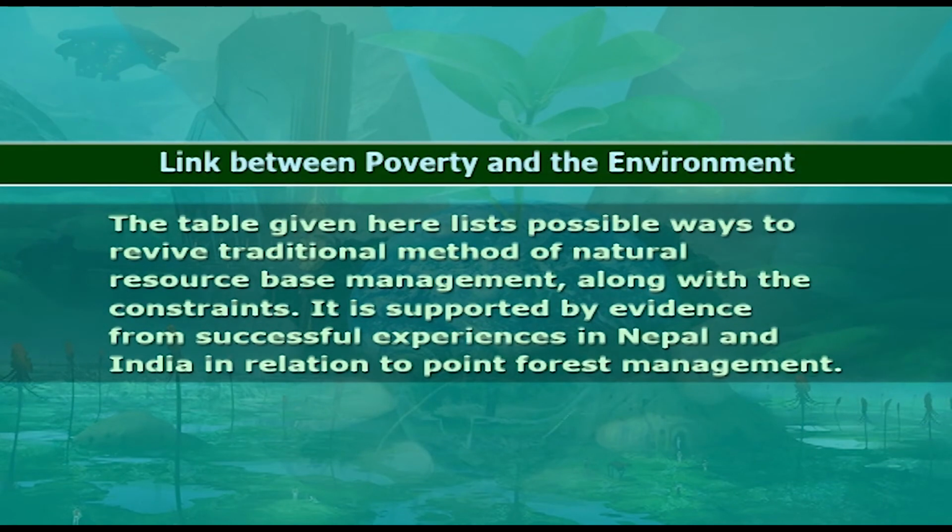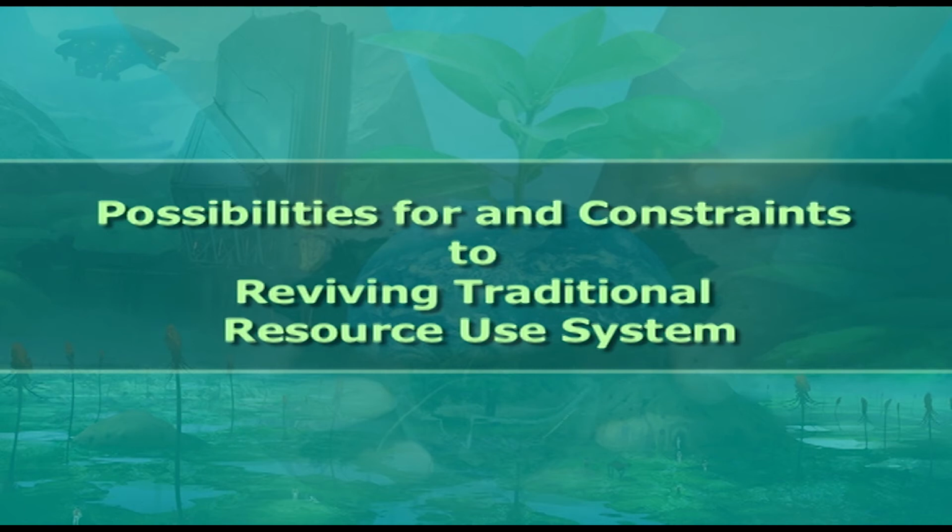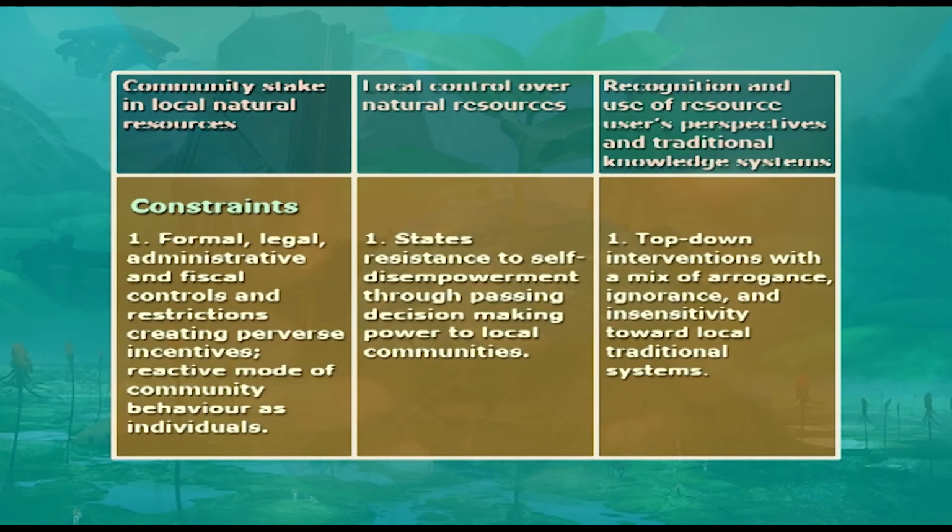The table given here lists possible ways to revive traditional methods of natural resource based management along with the constraints. It is supported by evidence from successful experiences in Nepal and India in relation to forest management. Now let us have a look at possibilities for and constraints to reviving traditional resource use systems: community stake in local natural resources, local control over natural resources, recognition and use of resource users' perspective and traditional knowledge systems. First, we will have a look at its constraints.